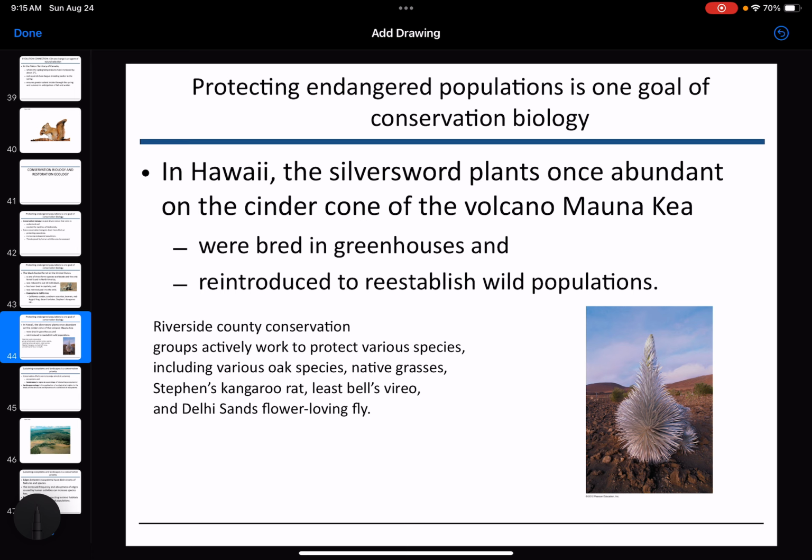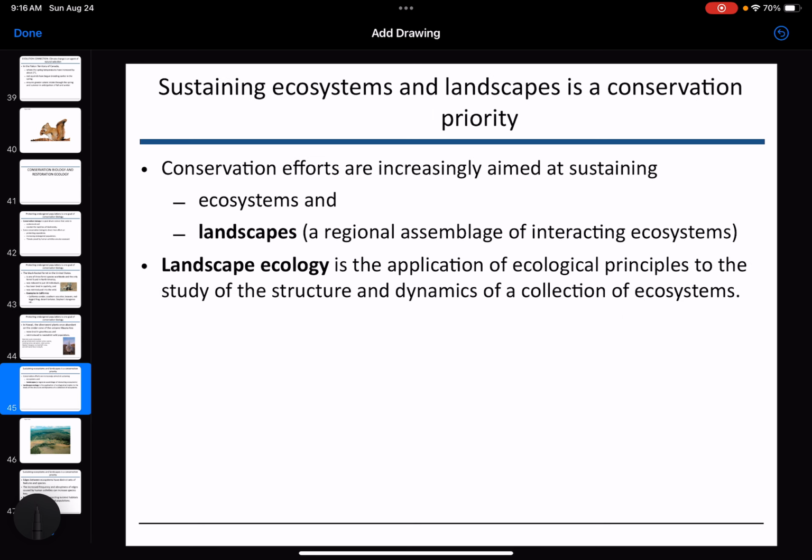Again, the Stephen's kangaroo rat, least Bell's vireo, and the Delhi Sands flower-loving fly that you can find in Rialto. And that's the only place where you can find this fly. So conservation efforts by these non-government organizations are instrumental, or have been instrumental. They, of course, do work alongside government agencies, national forests, and so on. But their work should not go unnoticed.